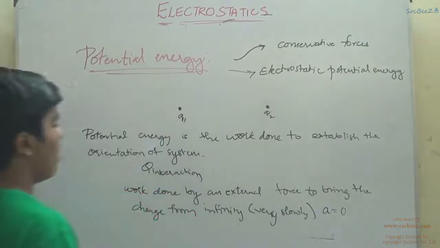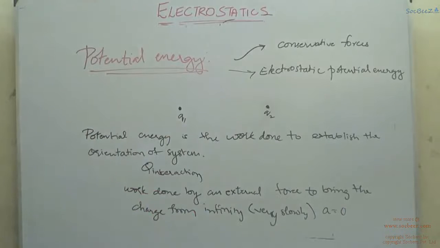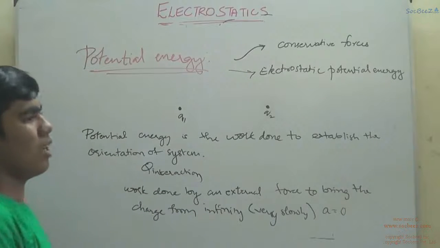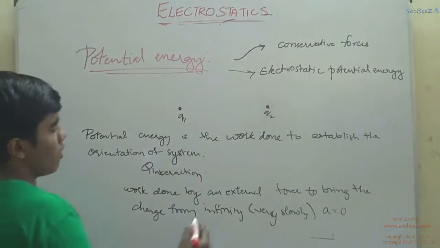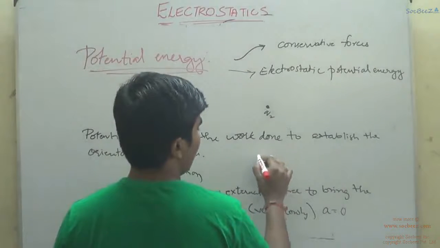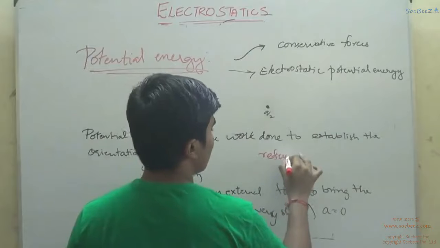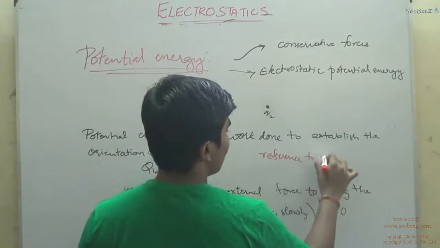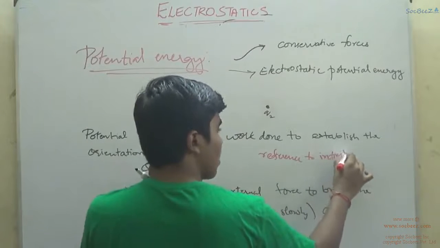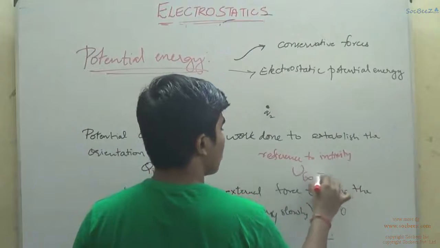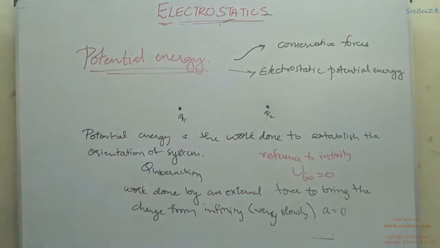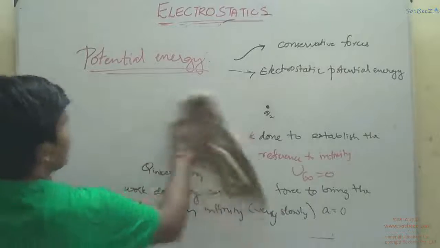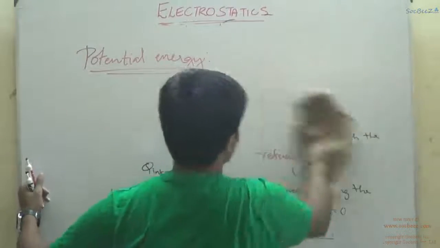Okay, and you might be knowing that the potential energy basically is not defined at a point, it is related to some point. So whatever we do here is we take reference to infinity, and then we say that U at infinity is equal to 0. Now taking that reference, we do all our calculations. Okay, so let us now calculate the interaction energy for this particular system.